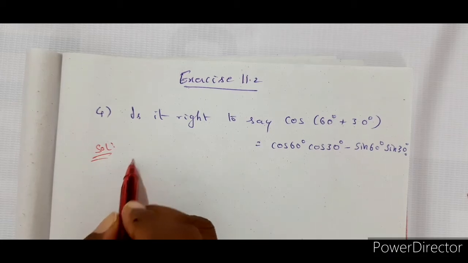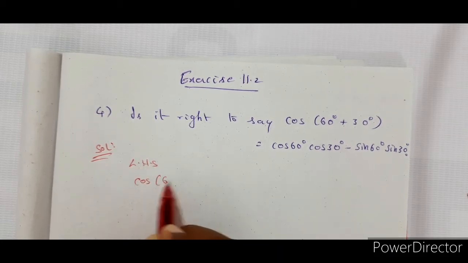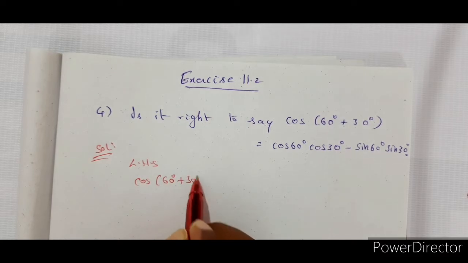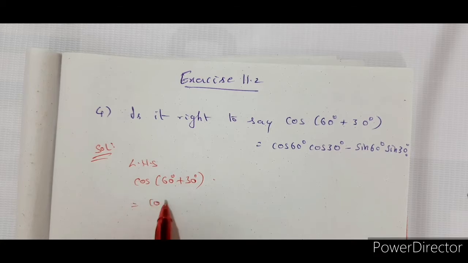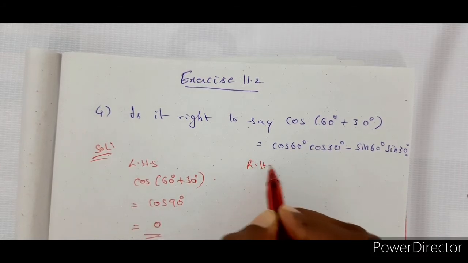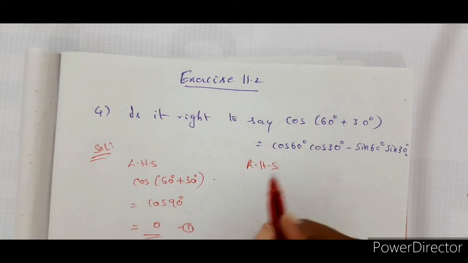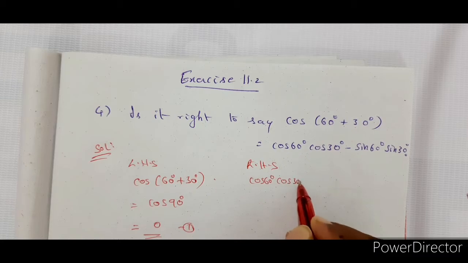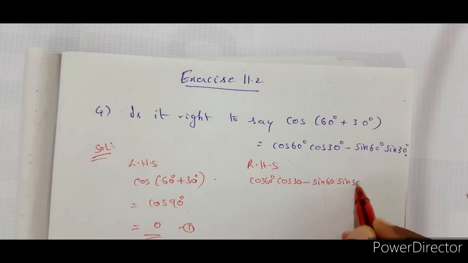Right. So first let us take the LHS part. What is LHS? Cos of 60 plus 30, so that is equal to cos 90. Cos 90 degrees is equal to 0. Let it be equation 1. Now let us take RHS. What is RHS? Cos 60 cos 30 minus sin 60 sin 30.